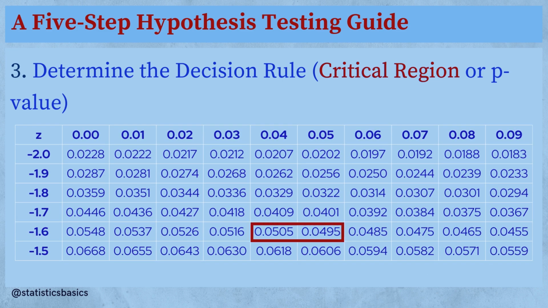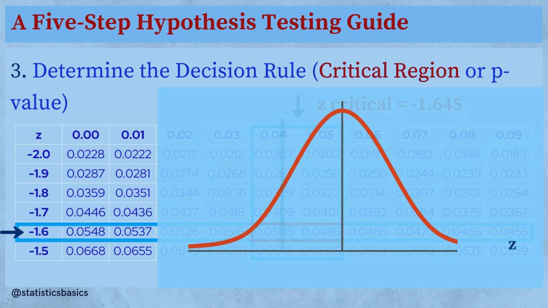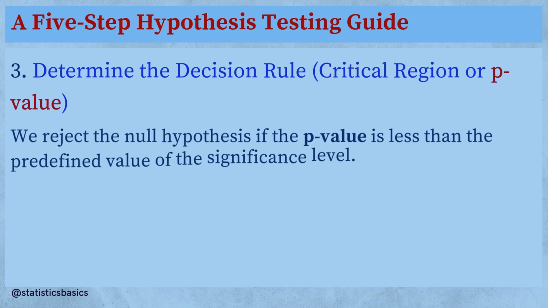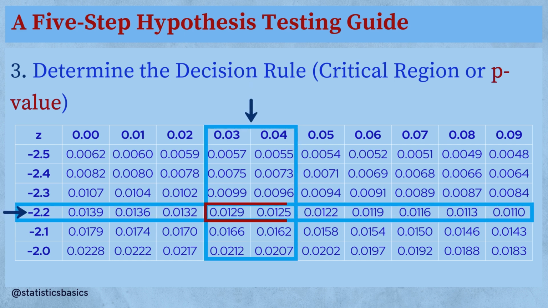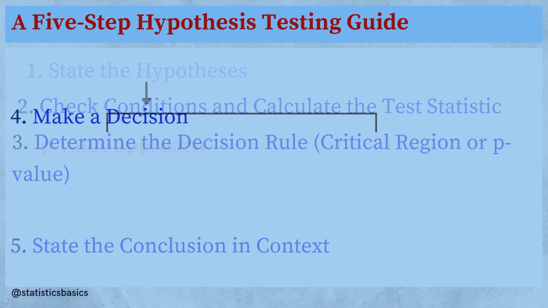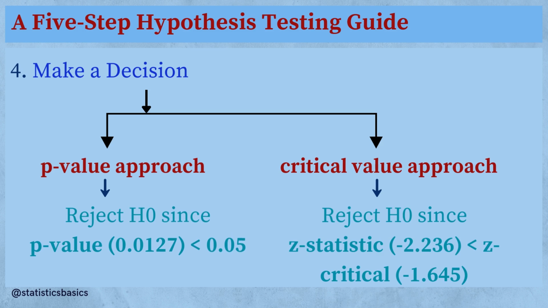With a significance level of 0.05, we find the critical value from the z-table to be -1.645. The rejection region thus consists of all z-values less than -1.645. The p-value approach compares the calculated p-value with the significance level. For our z-statistic of -2.236, the p-value from the z-table is 0.0127. With the critical value approach, our z-statistic falls within the rejection region, therefore, we reject the null hypothesis at the 5% significance level. Similarly, the p-value is less than the significance level, leading to the same decision.